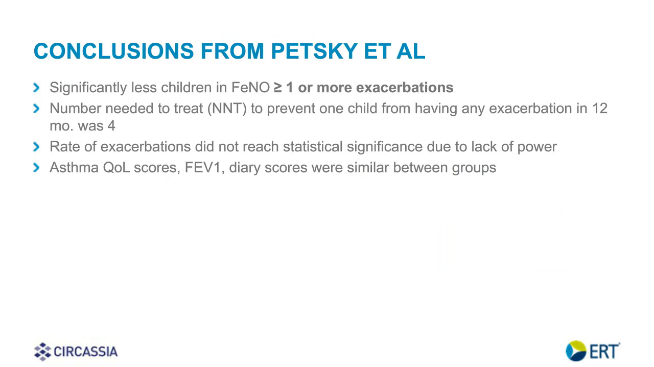So the conclusions from her study were that significantly less children had 1 or more exacerbations. The number needed to treat was 4. The rate of exacerbations did not reach statistical significance due to a lack of power. And the asthma quality of life and FEV1 diary scores were similar between the groups.